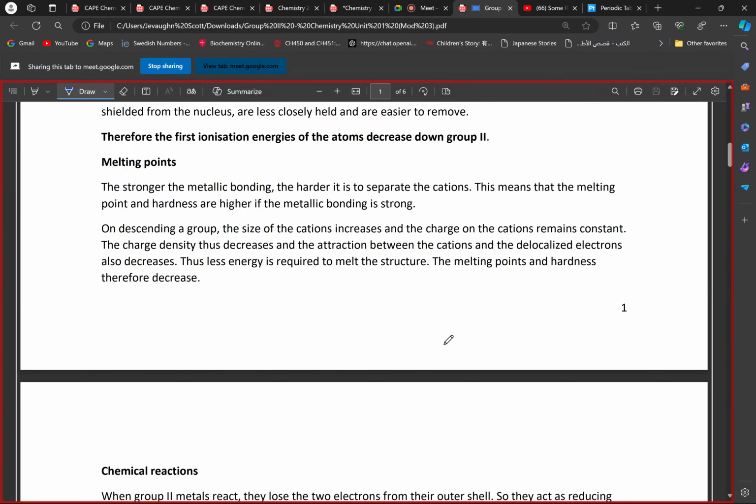This means that the melting point and hardness are higher if the metallic bonding is stronger. So on descending the group, the size of the cations increases and the charge of the cations remains constant, right? So the charge density decreases and the attraction between the cations and the delocalized electrons decreases. Thus, less energy is required to melt the structure. The melting point and hardness therefore decrease. So that's what we have there.